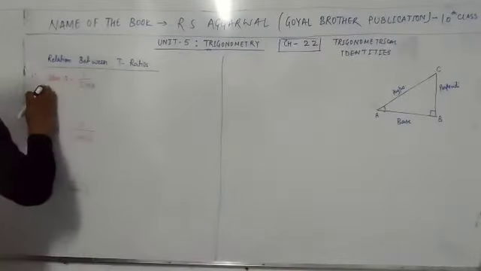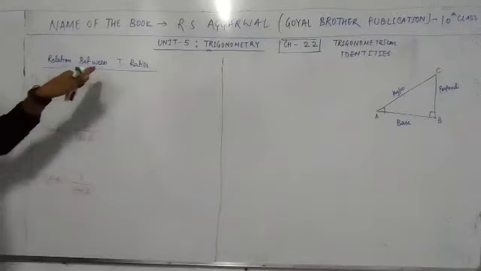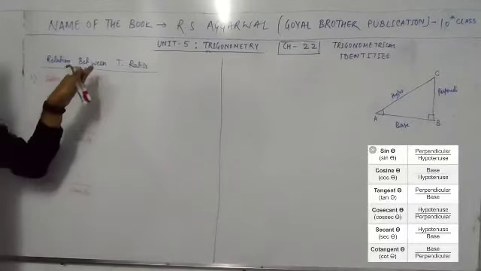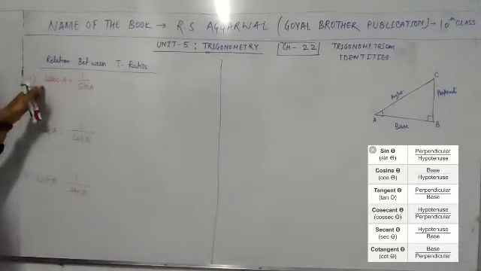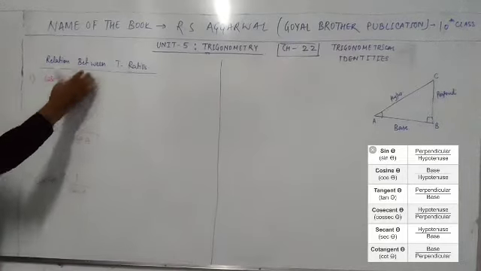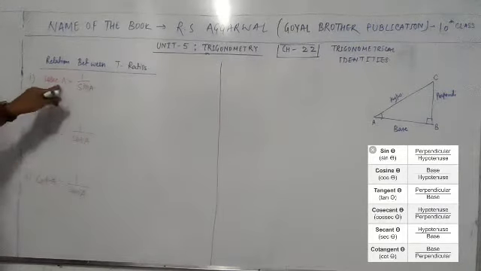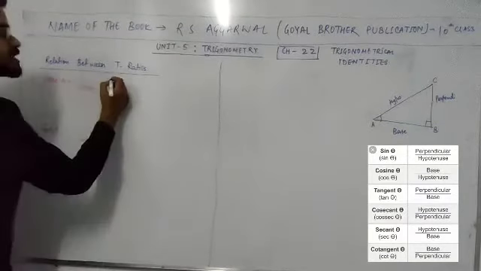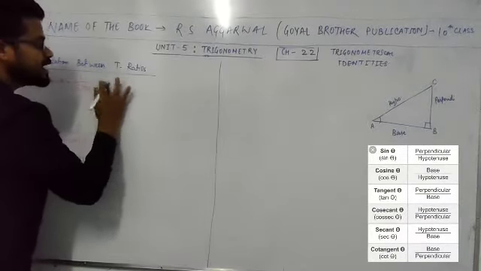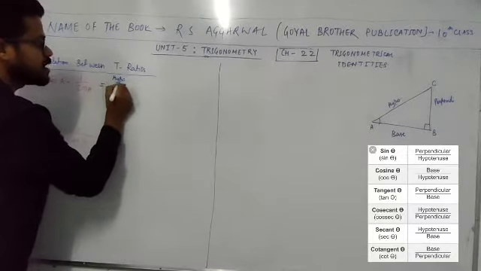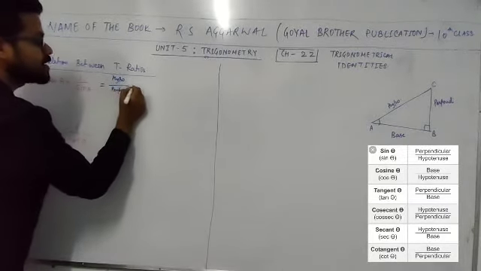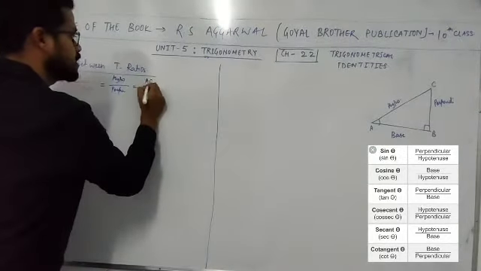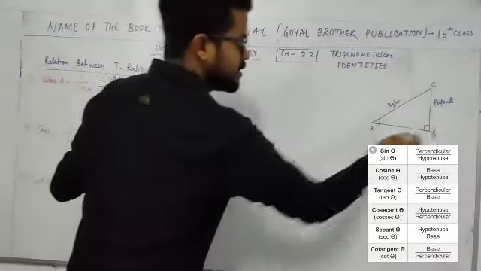We already learned this: cosec A is the inverse of sin A, or we can say cosec A is just the opposite of sin A. How? Cosec A is hypotenuse upon perpendicular. Here the hypotenuse is AC and the perpendicular is BC.